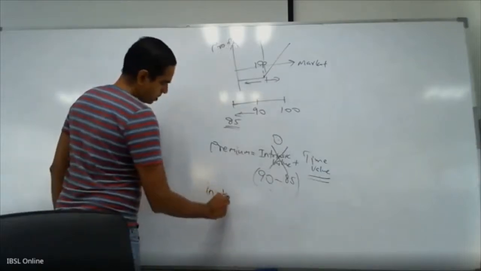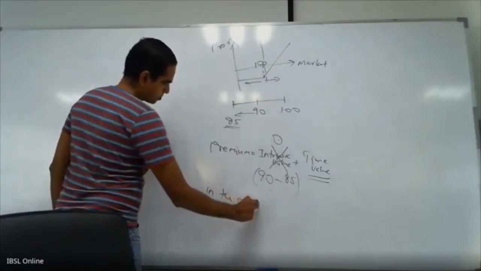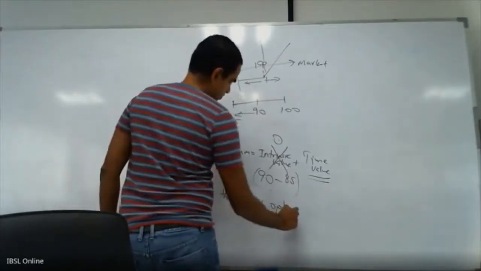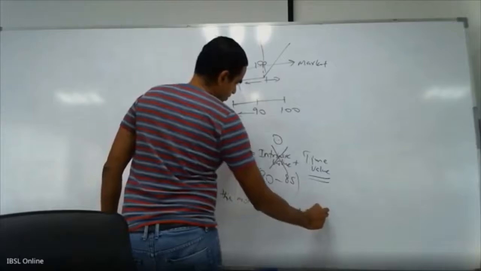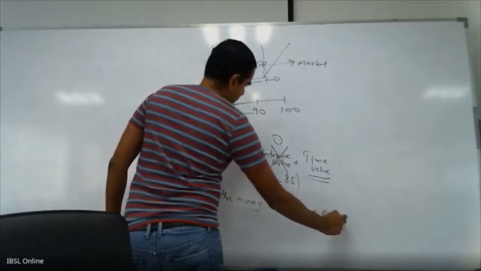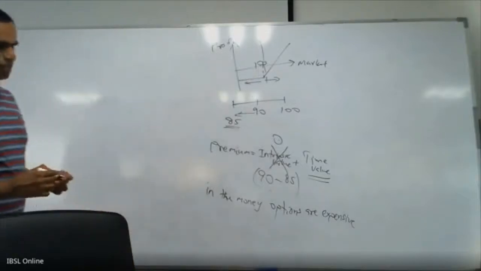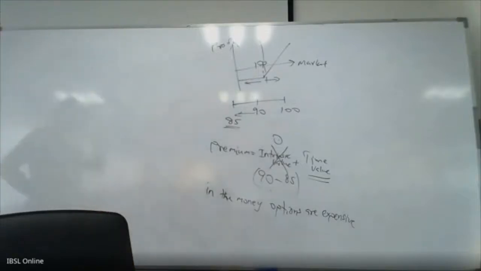In the money options are expensive. So whenever you do options, you need to buy options which are out of the money. Never buy options which are in the money. They are very expensive. Okay.